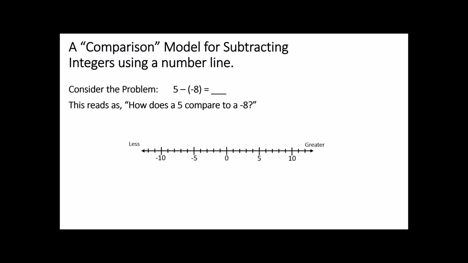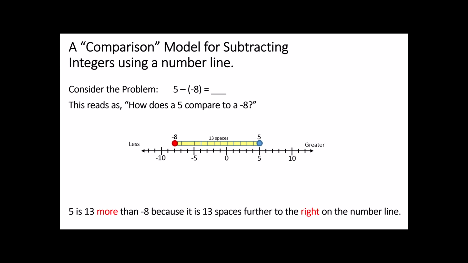Here's another one for you. How does a 5 compare to a negative 8? 5 is here. Negative 8 is here. That's a difference of 13. Is the 5 larger than or smaller than the negative 8? Well, 5 is 13 more than the negative 8 because it is 13 spaces further to the right on the number line. Since it's 13 more, we would say it is positive 13.